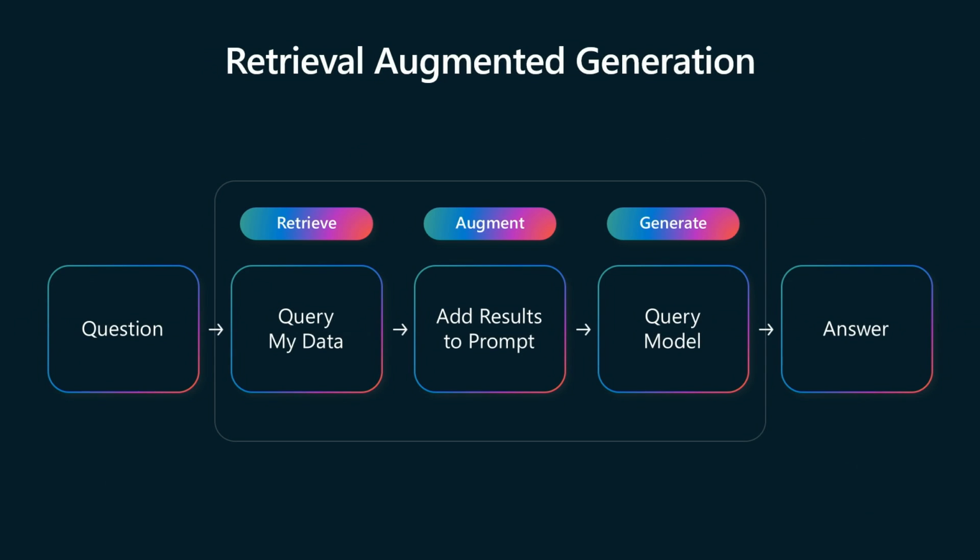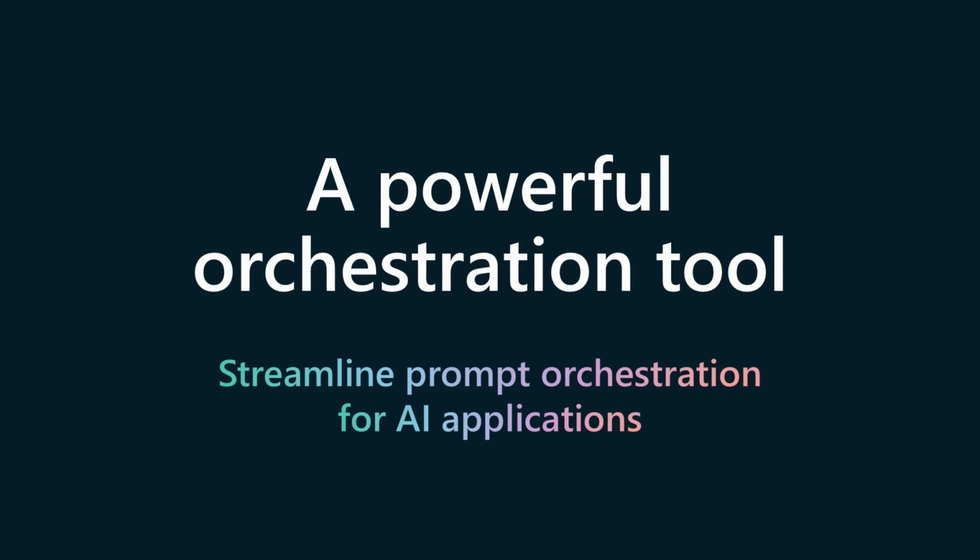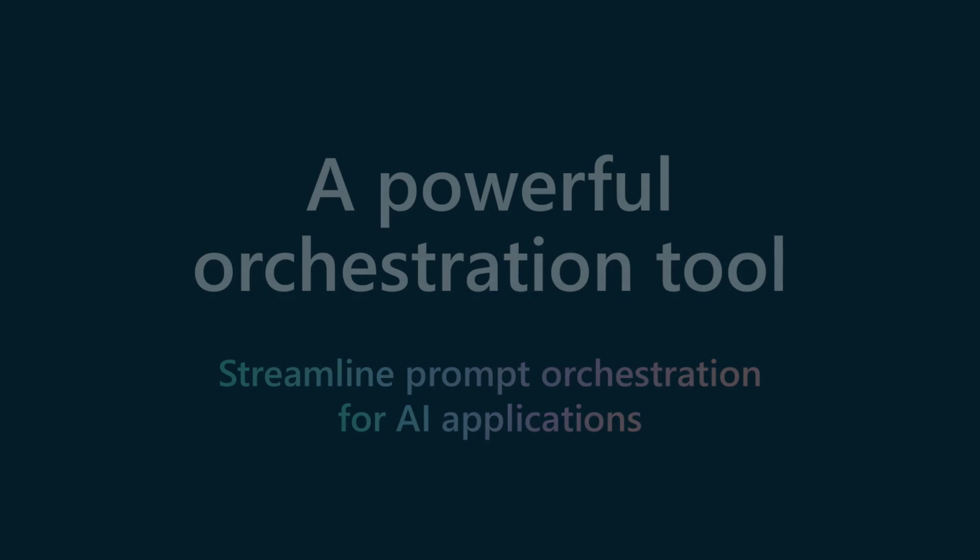RAG stands for Retrieval Augmented Generation. When the user question comes in, we retrieve the data from our data source, we augment the prompt with the search results, and then generate the response by querying the model. You might have noticed that it is starting to look like a flow, consisting of all different kinds of steps and actions. To handle this type of flow and dynamic creation of your prompt, we need an orchestrator.